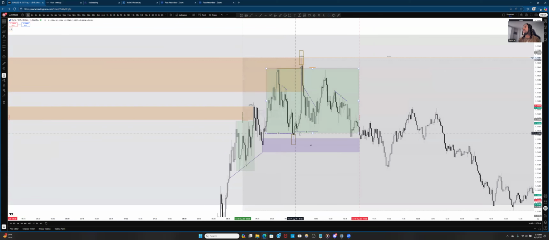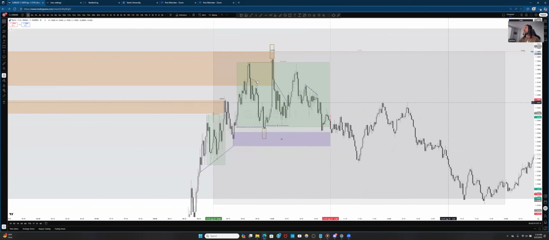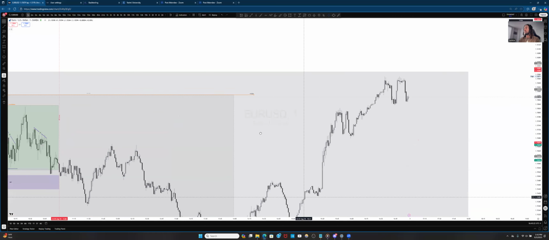It finally does right here. It gave me a break of structure. I mean, a change of character, break of structure. But this is outside of my window anyway, so I didn't take any sell. So I just let price do its thing, and that was the end of that session, guys.